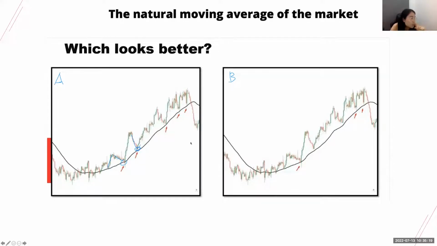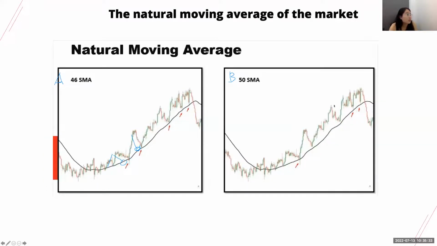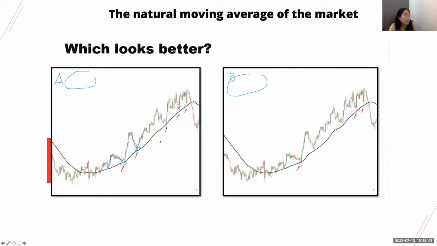But can you see here? This is the exact same chart. It's just that the settings were tweaked. The settings for both moving averages were changed a little. This one is the 50 and this one is the 46. We manually went into the settings and changed it to 46, and we can all agree that A looks better when we're looking for entries.